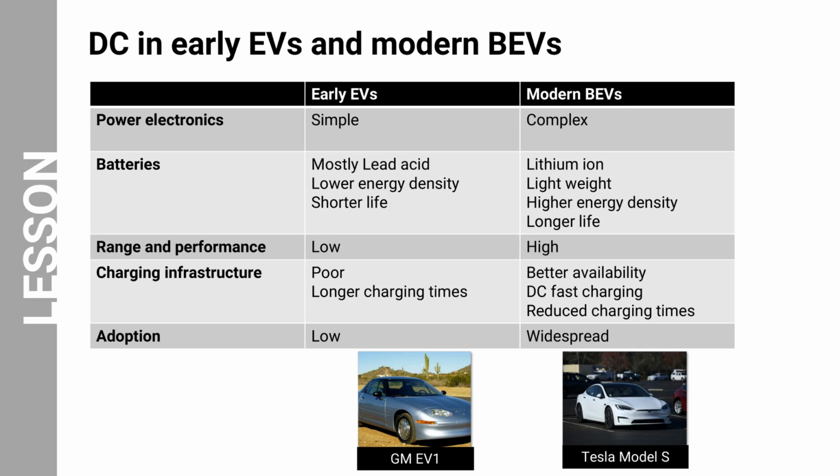Advances in motor efficiency and battery technology have vastly improved the range and performance of modern EVs. High-speed operation and acceleration are now comparable to, or even exceed, that of ICE vehicles. Better availability of charging stations and the development of DC fast charging infrastructure have revolutionized modern BEV charging, drastically reducing charging times and improving the convenience of BEV ownership. With improvements in technology, infrastructure, and policy support, modern BEVs are becoming increasingly popular.